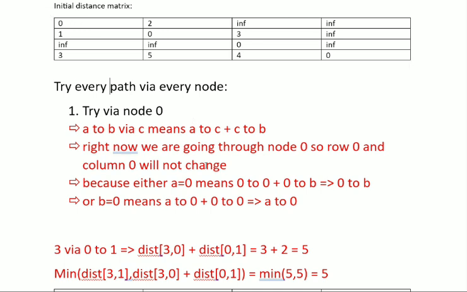And one more thing, the node which we update now, those rows and columns won't be changing, because going from A to B via, suppose, A, means A to A. A to A means the distance is 0. So those rows and columns won't be updating.